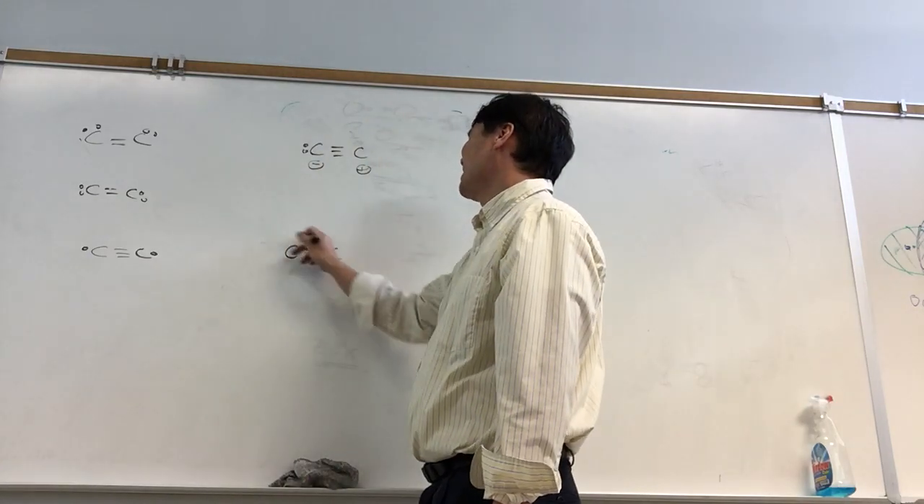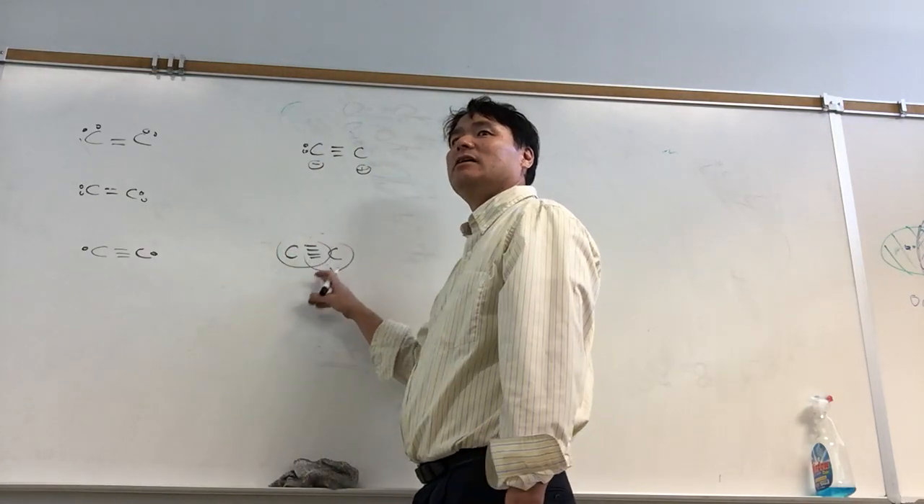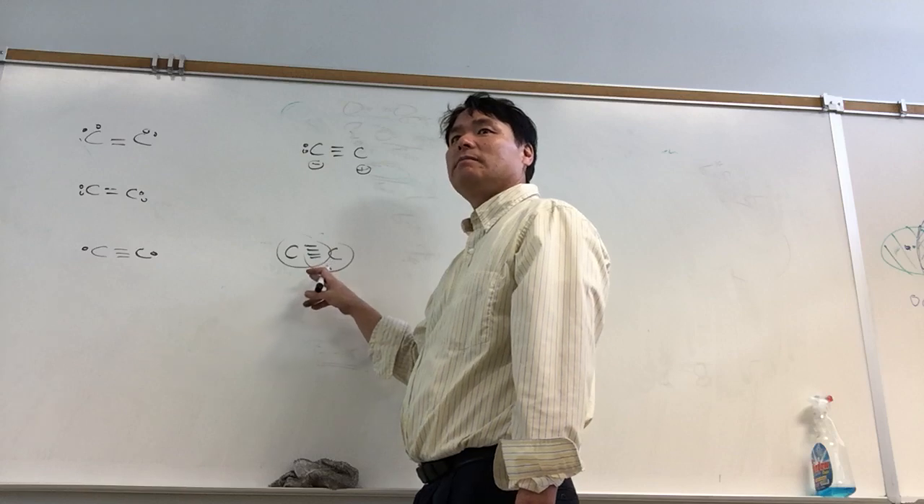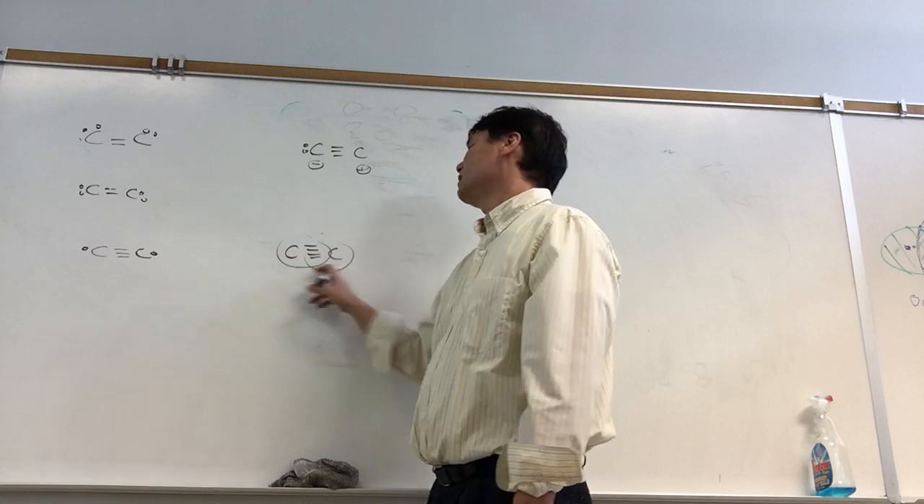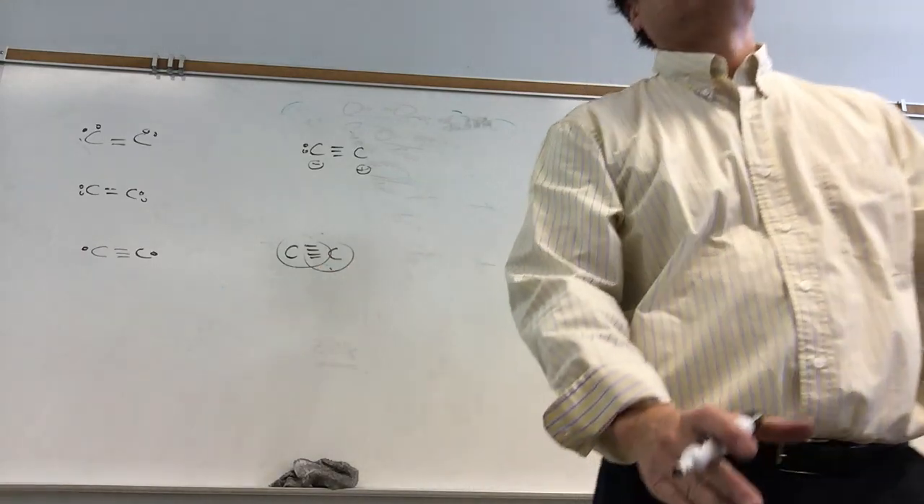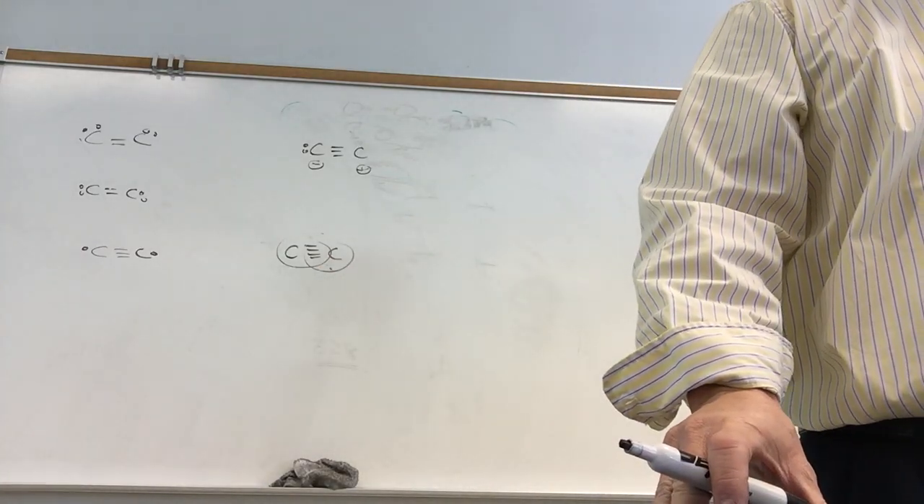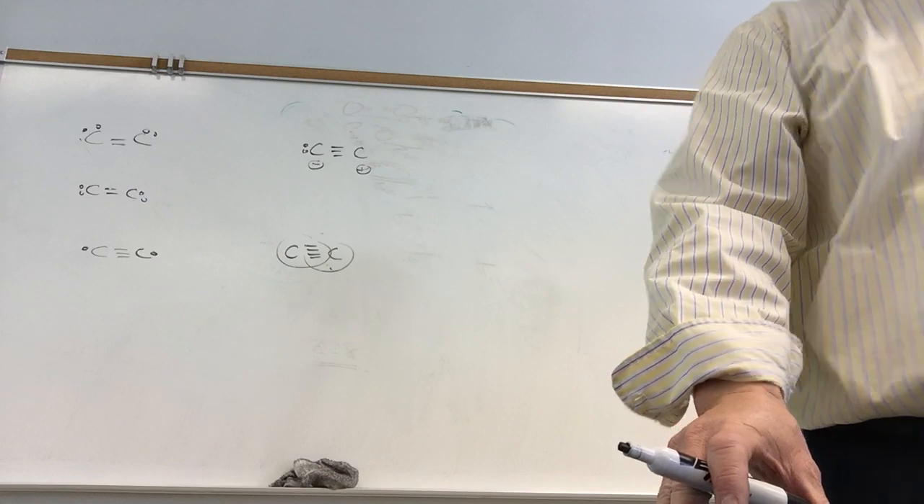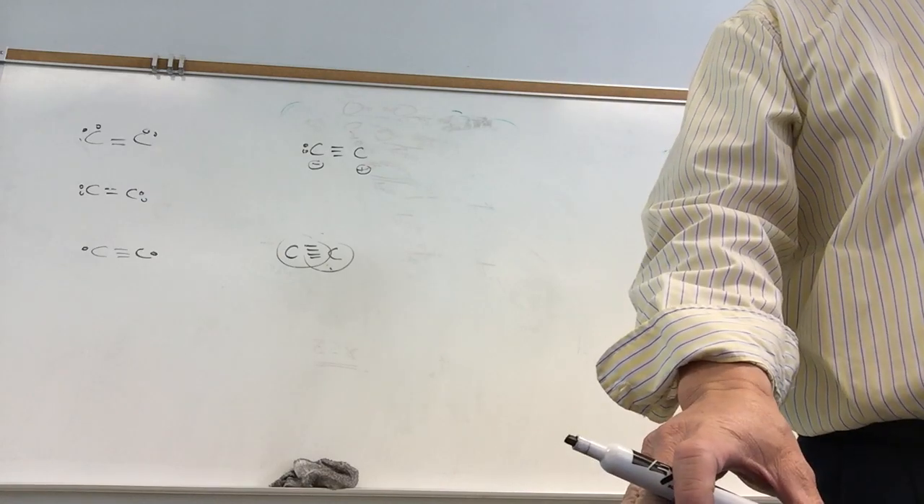Even though everything has an octet, this has an octet, this has an octet, the problem is the bonding. Why isn't this good? Can you explain to me why that isn't good? Well, because you memorize carbon likes to form 4 bonds. Well, that's 4 bonds right there. It's just a quadruple bond.